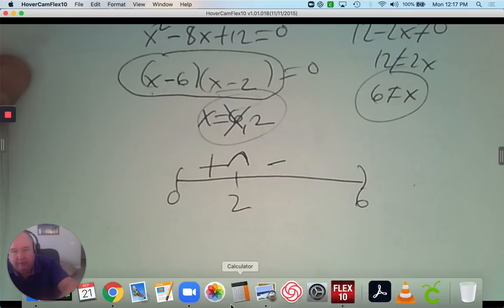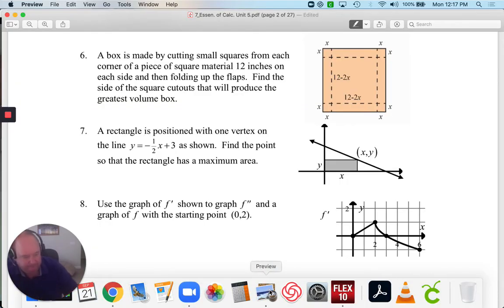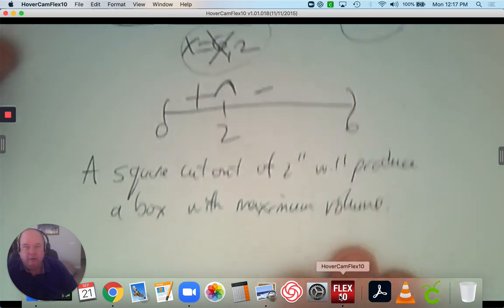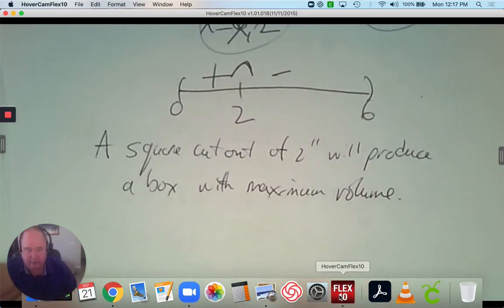So let me make sure I understand the question. So I wrote my sentence right because it's over. So the question is, find the side of the squared cutouts. So a square cutout of 2 inches will produce a box with maximum volume. Yes, I'll show you my page. So a square cutout of 2 inches will produce a box with maximum volume.